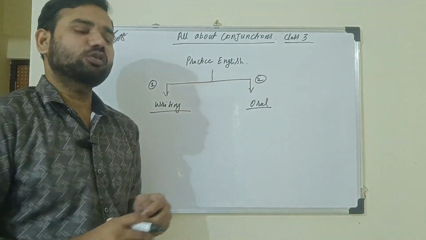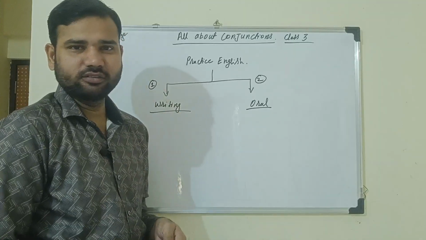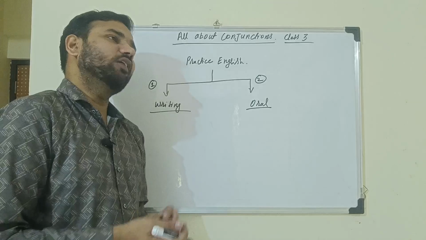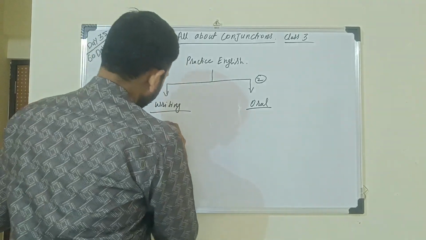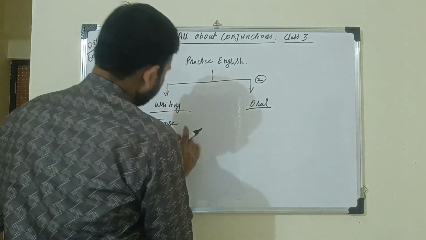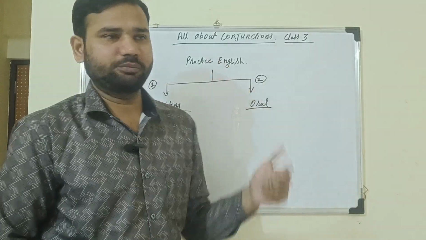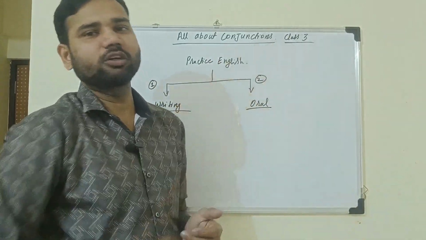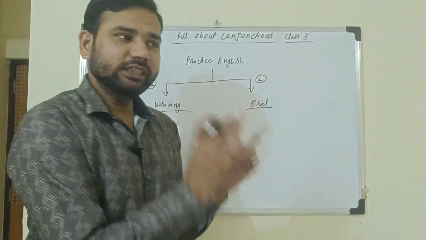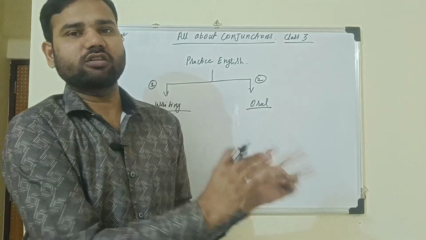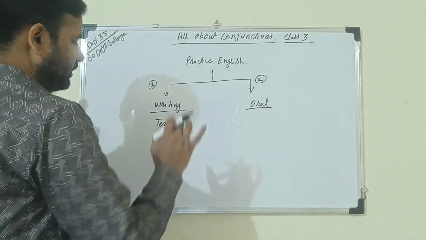So first, writing. How are you going to practice writing? Writing means you have to write down the tenses we learn about. Every tense you have to write. Start from present indefinite, present continuous, present perfect continuous. Then start writing about past indefinite, past continuous, past perfect continuous. Then future indefinite, future continuous, future perfect and future perfect continuous. You have to write all these down.